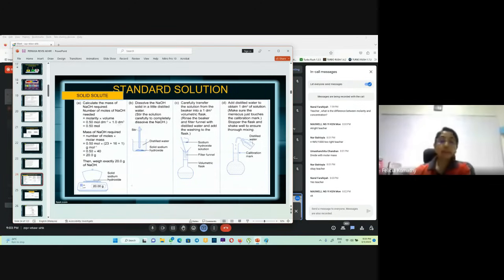Okay, so there are 4 steps you have to follow for standard solution preparation if you are preparing it from solid. Anything solid, you want to dissolve and prepare a standard solution. The first step is to calculate the mass. How to calculate the mass, students? Usually they will mention the molarity and the volume of the solution, right? So use the molarity and the volume to calculate the number of moles, using n equals MV. Once you know the number of moles, use it to calculate the mass.